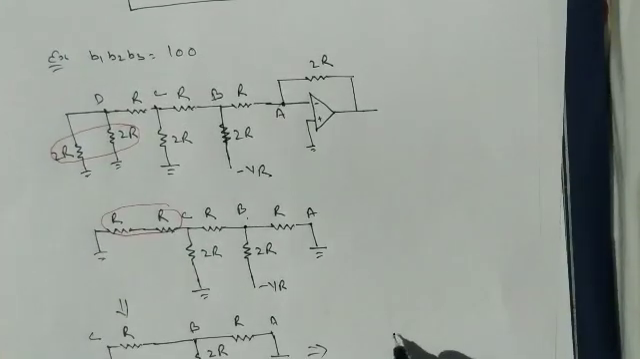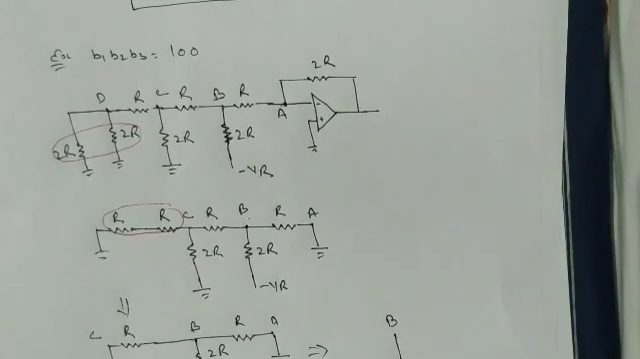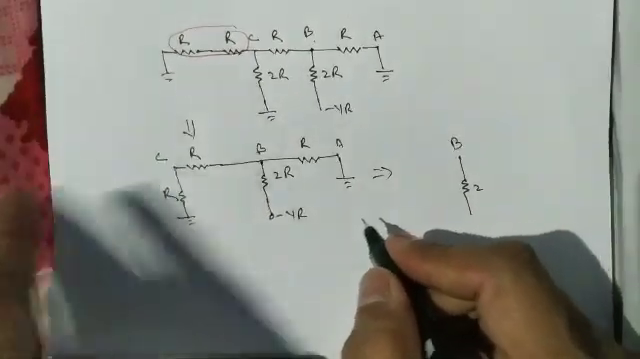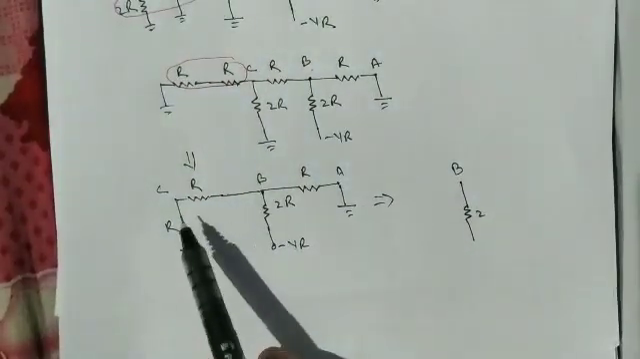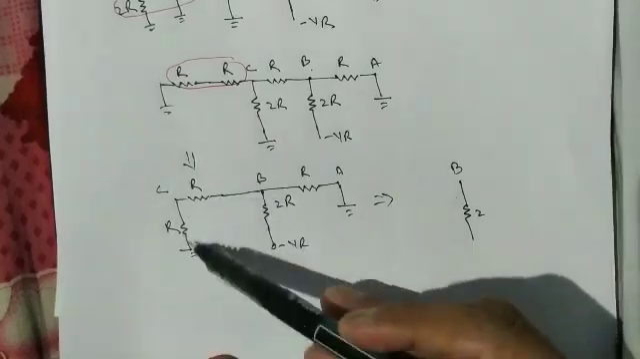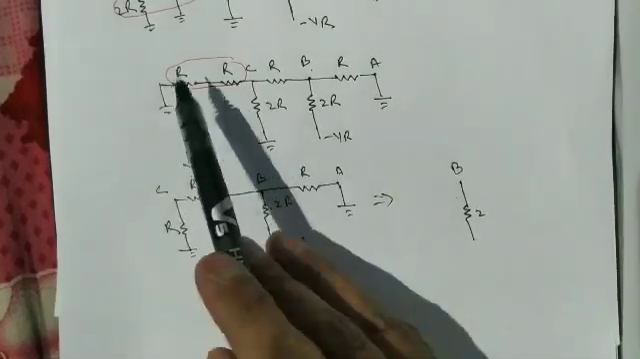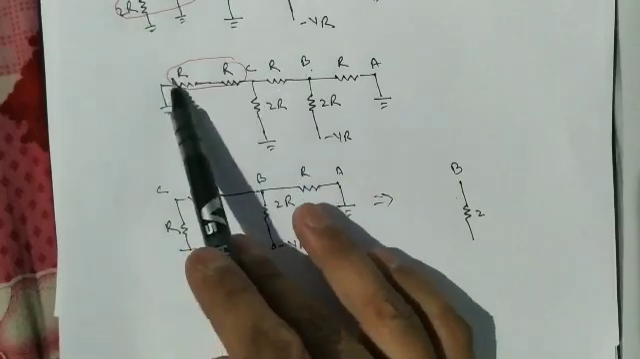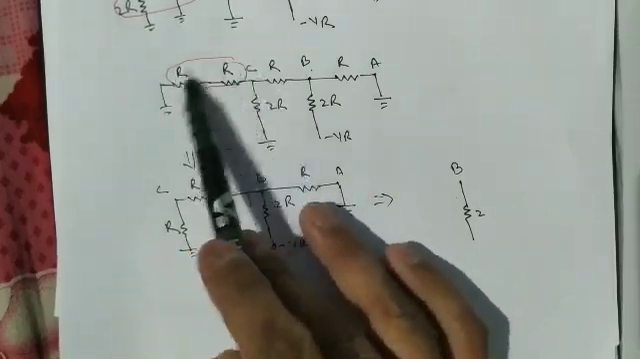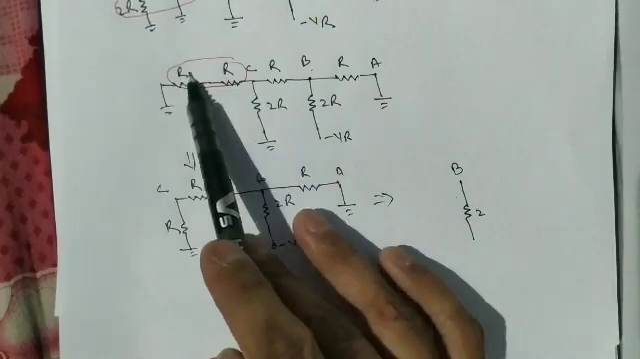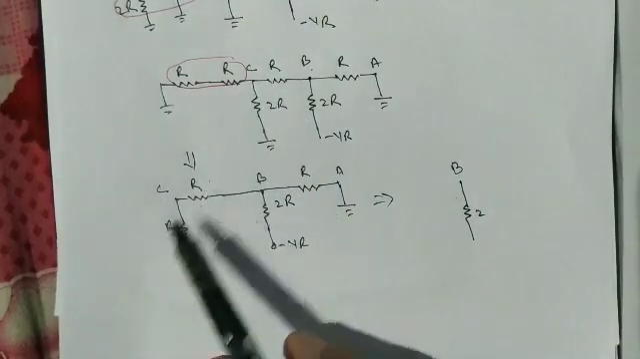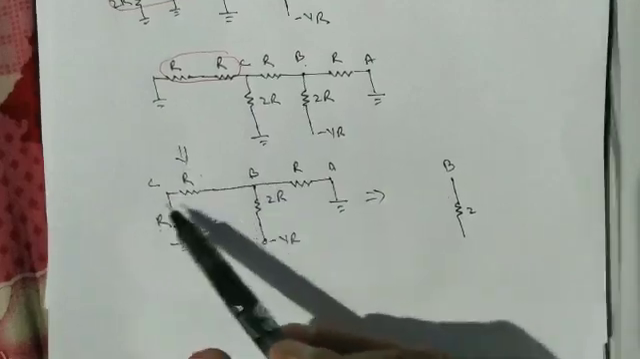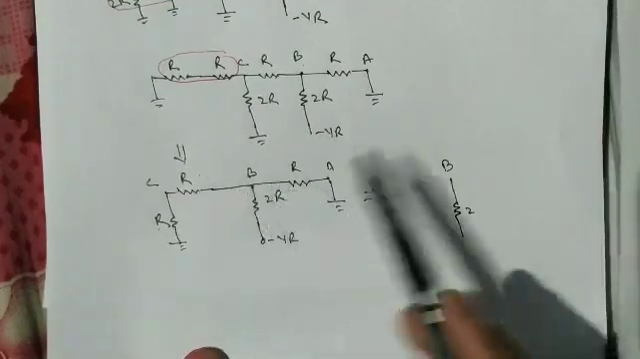Here this is B, connected to 2R. Let us see. I can explain it again, as it is not visible here. These two resistors R and R are in series and become 2R, and this 2R and this 2R are in parallel and become R again. So at node C, this is R and this is R, and this R and R become 2R again.